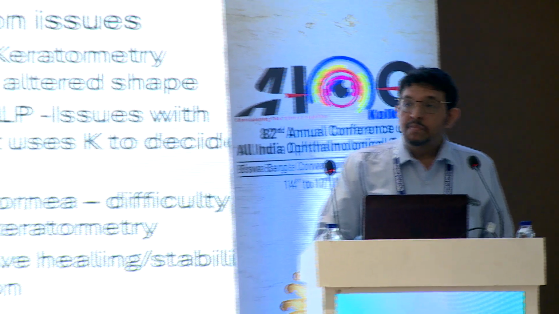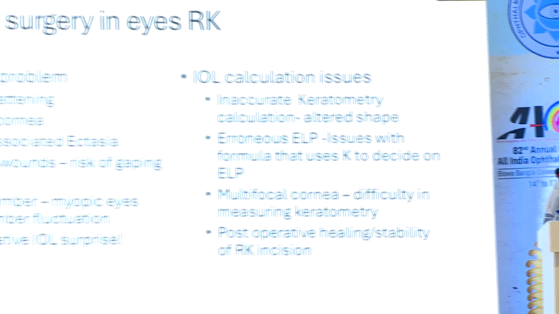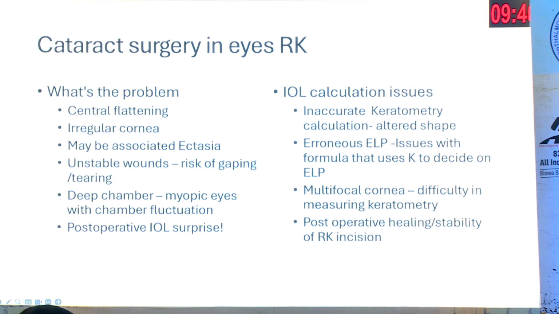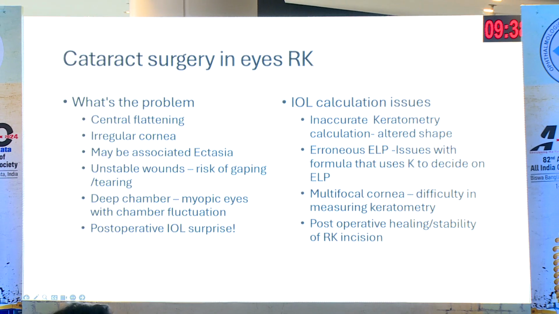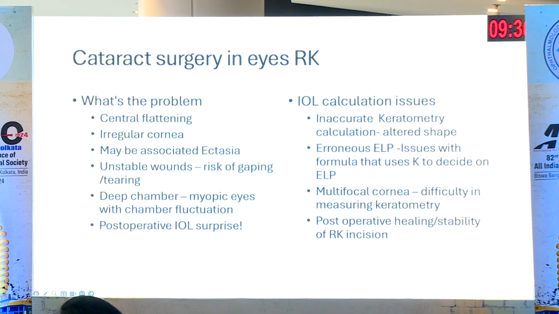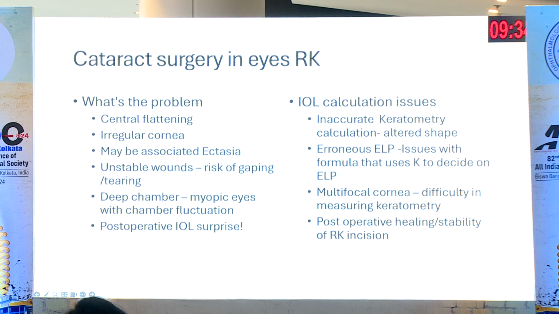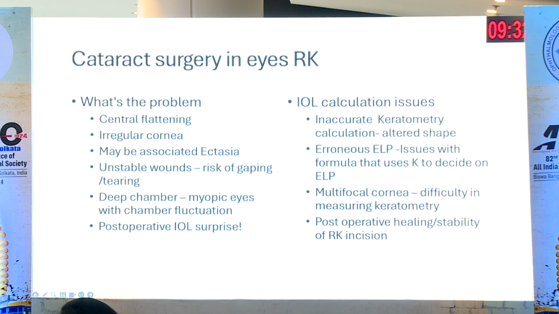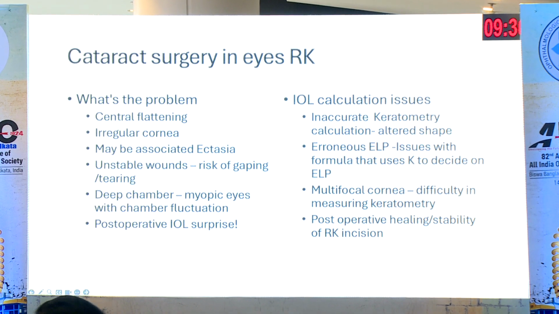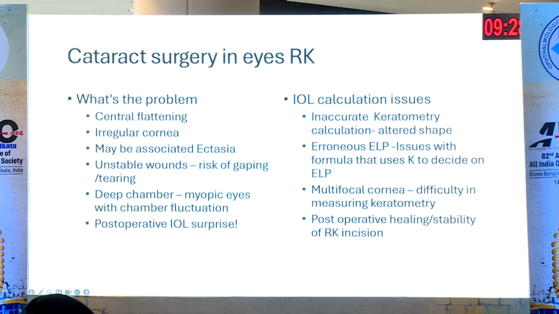Basically, when you're looking at RK eyes, Sagar did cover it. What's the problem? The problem is the significant central flattening, and the irregularity that can be there. It could rarely even be associated with ectasias. You have an unstable wound which can gape as you make your incisions. You are dealing with a high myopic eye, so your chamber might actually be deep. Your scleral rigidity will be less, and with the issue of IOL calculation, you might end up with a post-operative IOL surprise.